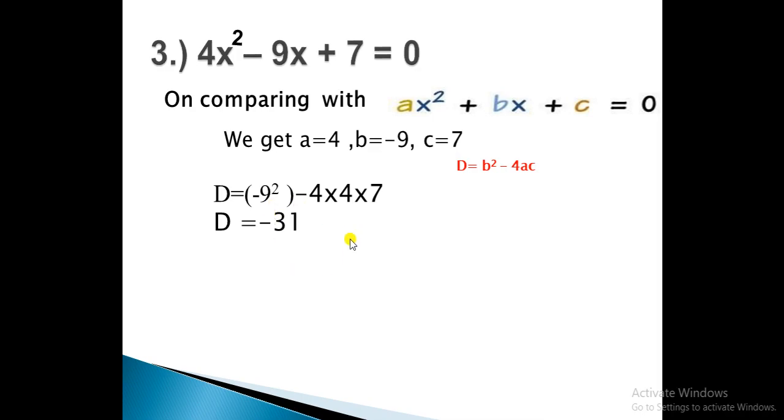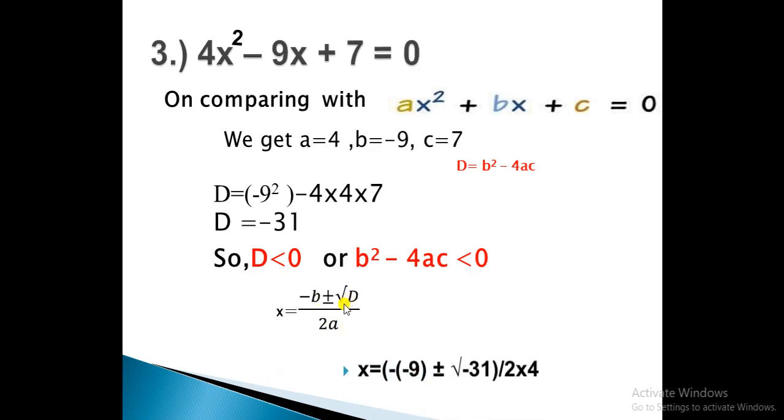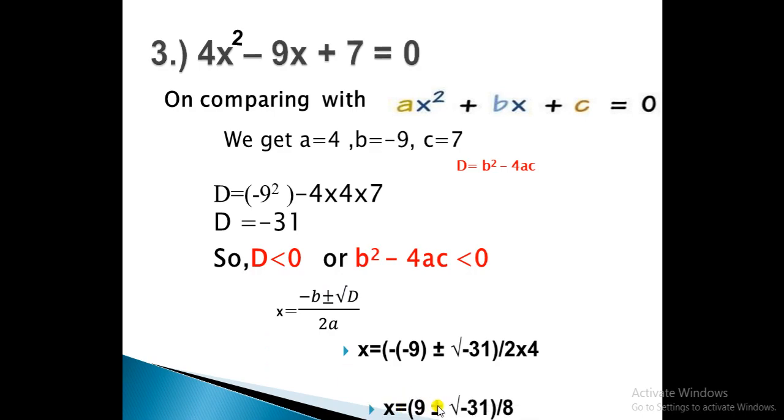Yes, d equals minus 31. So what do you notice here? Here we have a negative d value. That is, in this case d is less than 0. So what about the nature of roots? Let us find that by using the quadratic formula. Again the formula we have, put the values of b and d, and we get x equals 9 plus minus under root minus 31 upon 8.